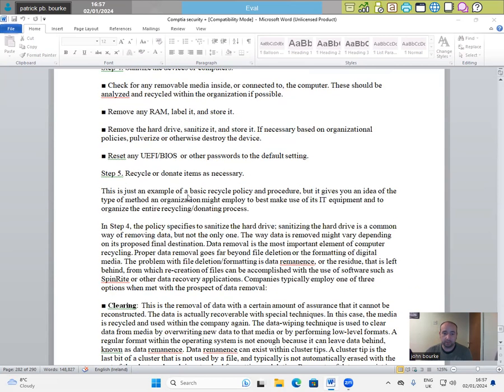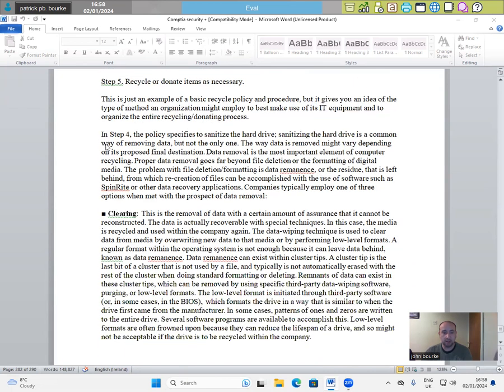This is just an example of a basic recycle policy and procedure, but it gives you an idea of the type of method an organization might employ to best make use of its IT equipment and to organize the entire recycling and donating process. In step 4, the policy specifies to sanitize the hard drive. Sanitizing the hard drive is a common way of removing data, but not the only one. The way data is removed might vary depending on its proposed final destination. Data removal is the most important element of computer recycling.